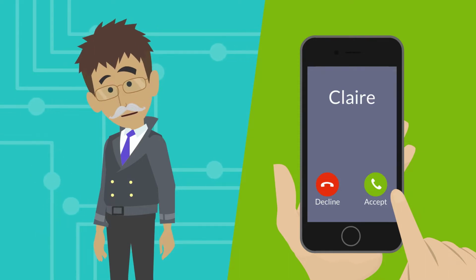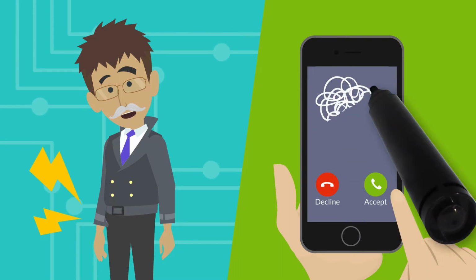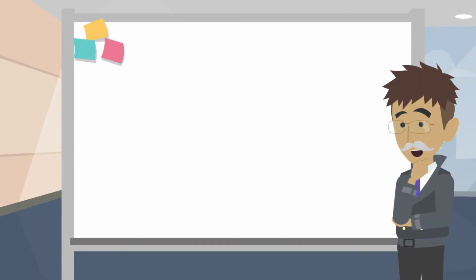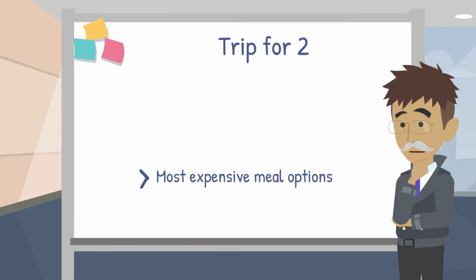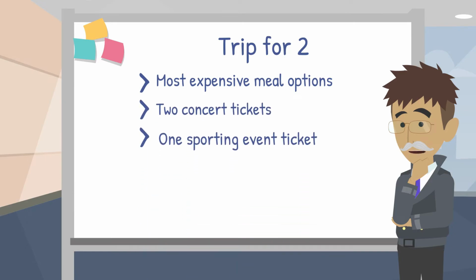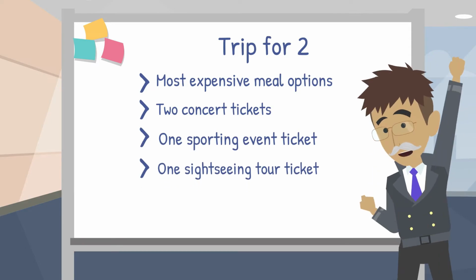Okay, so what? Perhaps I could write the expression, but why would I? Suppose that someone who called was my mom. She called wanting to know the cost of the trip for 2 people with the most expensive meal options, 2 concert tickets, 1 sporting event, and 1 sightseeing tour. My mom expects an answer quickly. Knowing the expression means I can provide her with a solution.